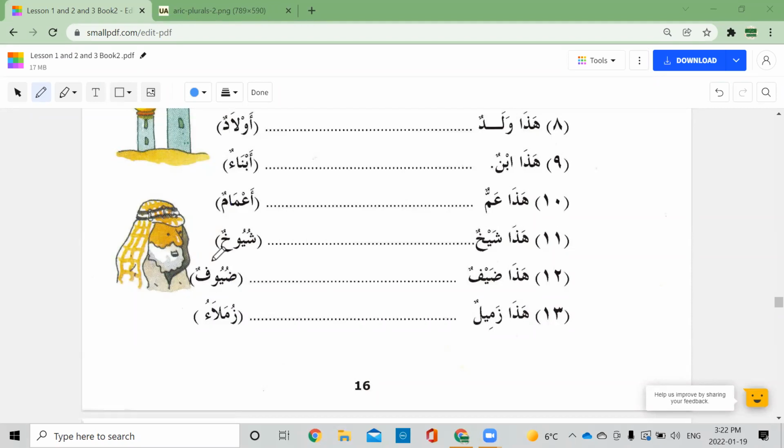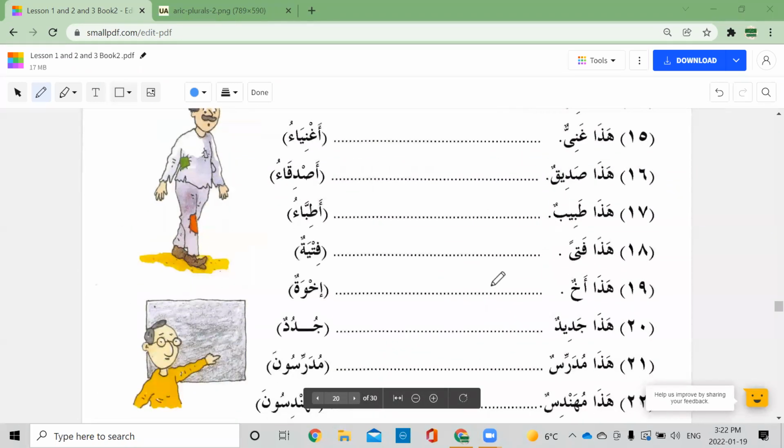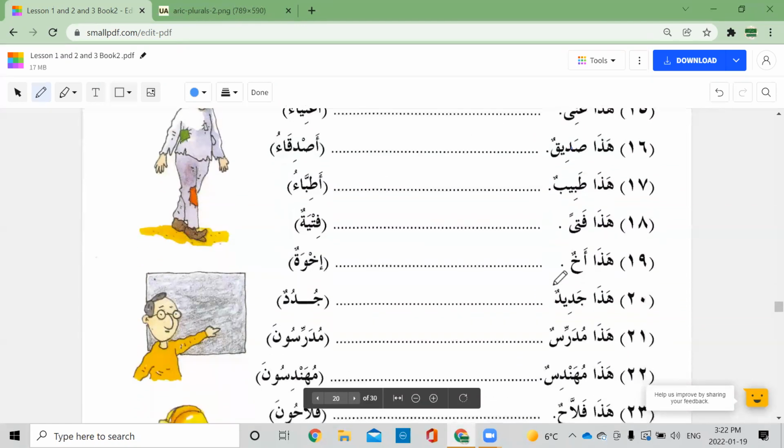Hada faqirun. This is a poor person. Haulai fuqara'u. These are poor people. Hada ghaniyun. This is a wealthy person. Haulai aghniya'u. These are wealthy people. Hada sadiqun. This is a friend. Haulai asdiqa'u. These are friends. Hada tabibun. This is a doctor. Haulai attiba'u. These are doctors.